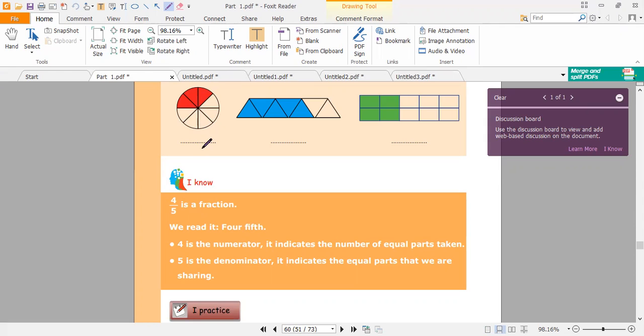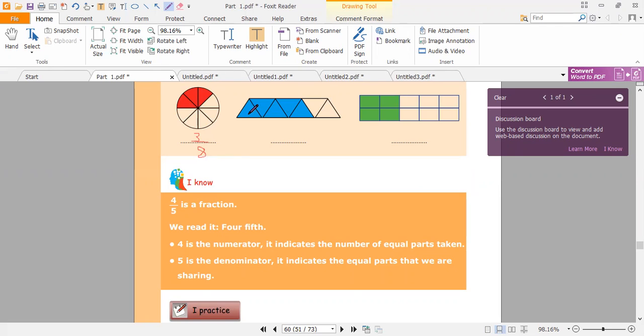Now let's solve this one. Remember, the fraction is numerator over the denominator. Let's start by finding the denominator. The denominator represents the total equal parts. Let's count together. 1, 2, 3, 4, 5, 6, 7, 8. So the denominator here is 8. I have 8 equal parts. Now, how many parts are taken, or how many colored parts? 3. How do I read it? Three-eighths. Okay, remember 8 in word form ends with THS.